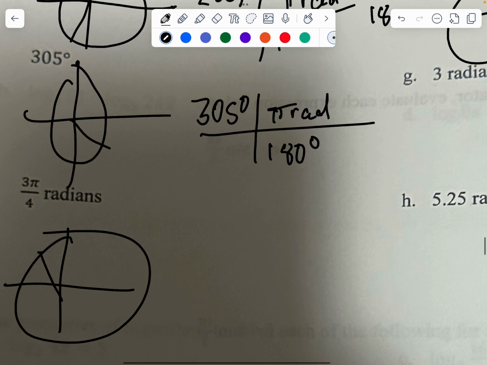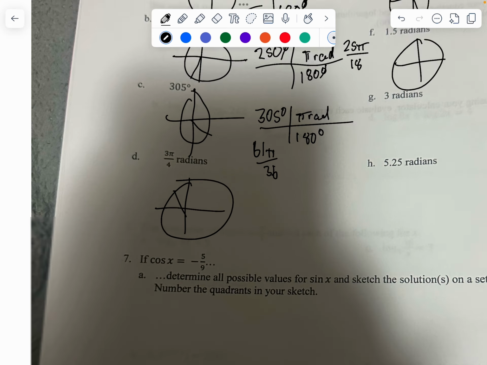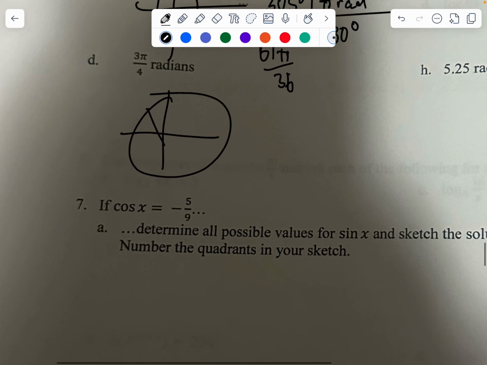Alright, and 305 divided by 180 is 61 pi over 36. It doesn't seem right at all, but that's what my calculations tell me. 3 pi over 4 radians.